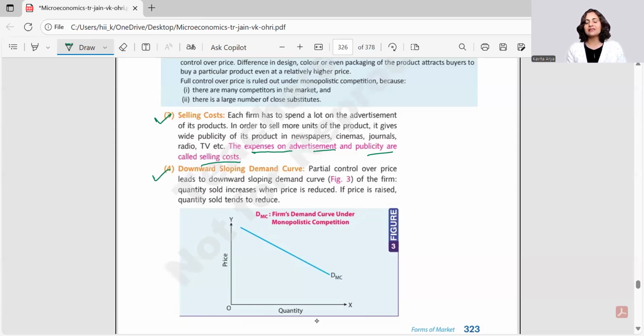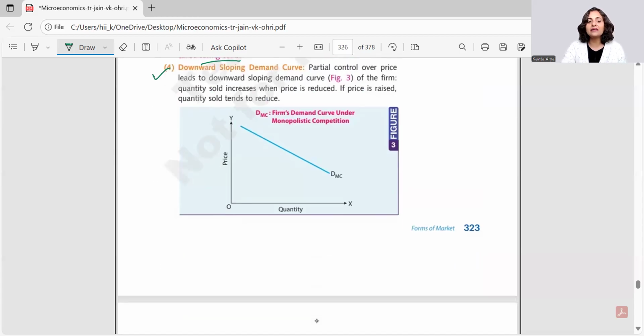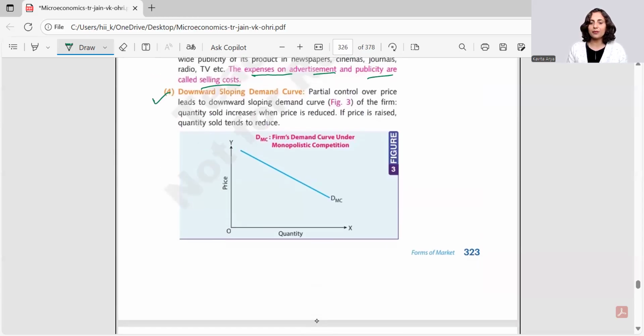Here also, because it is imperfect in nature, the demand curve is downward sloping, and a downward sloping demand curve simply says that if they want a better market share, meaning if they want to enhance the quantity to be sold, they need to reduce their prices. So the prices are not constant in this market form. Unlike perfect competition and like the monopoly market, the prices here are different. So if you want to sell more in this market form, you have to reduce the prices.